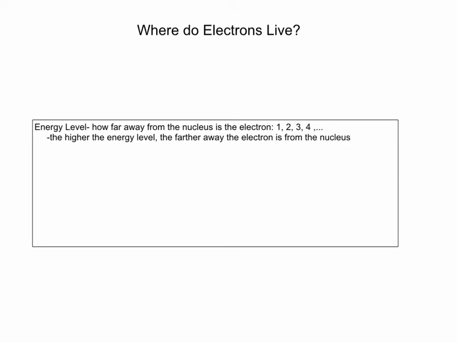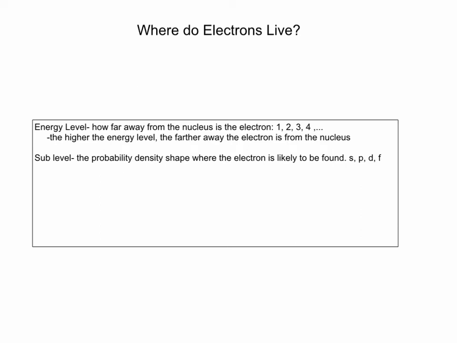The second piece of information we need to locate an electron is the sublevel. The sublevel basically just describes the probability density shape, where the electron is likely to be found. And as mentioned before, these can be the S sublevel, P sublevel, D sublevel, and F sublevels.